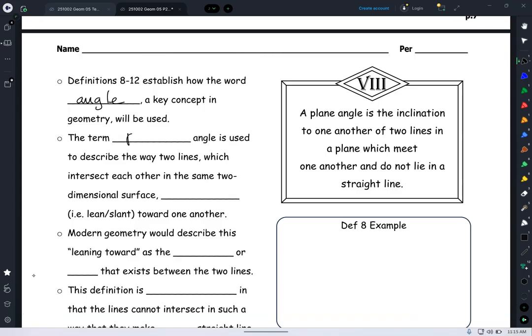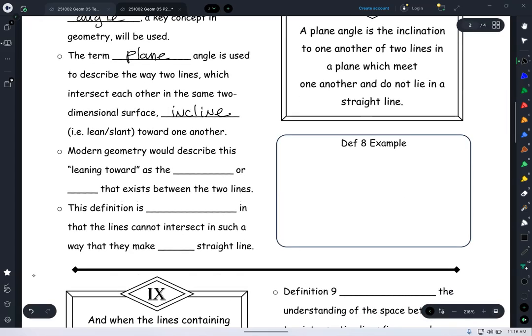Okay, the term plane angle, again, flat two-dimensional surface, angle, is used to describe the way two lines which intersect each other, they meet, they cross, they touch, okay? It's meant to describe the way these two lines intersect with each other on the same flat surface and how they incline, lean, or slant toward one another. How's this relationship of how they lean or slant toward, or in some cases away from, each other? That's what we're going to be talking about. So this is this idea of a plane angle.